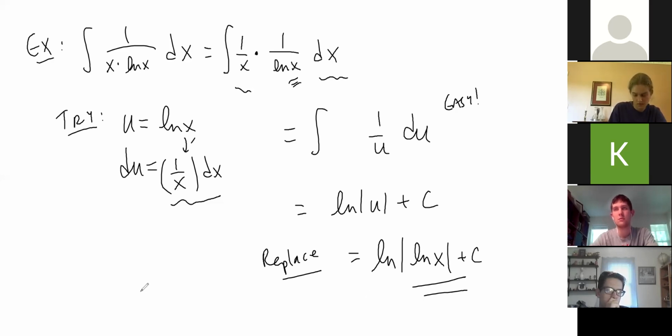So it's even worse. You can verify that this is correct. You take the derivative, it's 1 over what's inside, which is 1 over ln x, times the derivative of the inside, which is 1 over x. And so I get exactly back to where I started.